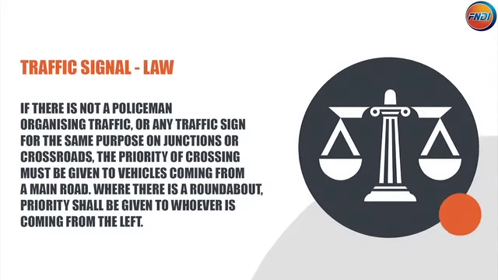Traffic signal law. The law says that if there is not a policeman organizing traffic or any traffic sign for the same purpose on junctions or crossroads, the priority of crossing must be given to vehicles coming from a main road. Where there is a roundabout, priority shall be given to whoever is coming from the left. Article 8, UAE Federal Traffic Law Number 21, 1995.